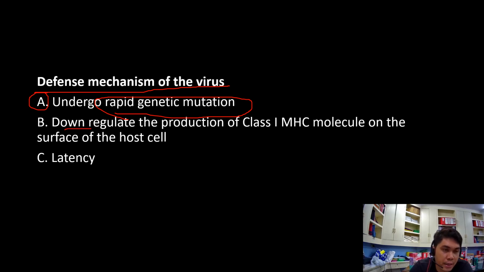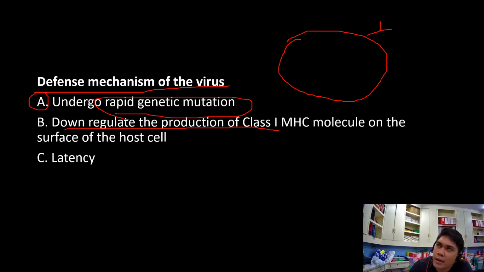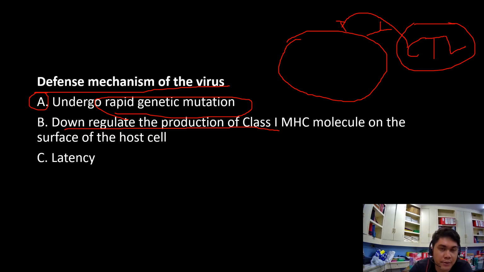The next is down-regulating the production of class 1 MHC molecules on the surface of the host cell. One of the functions of your class 1 MHC is that it acts as a receptor of your CTL. CTL is the cytotoxic T cell. The purpose of cytotoxic T cell is to kill the infected cell. Now, one of the abilities of your HIV is that it downregulates, or decreases, the production of MHC1.